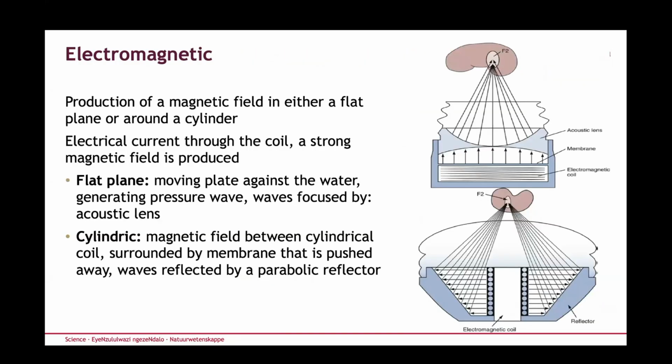The electromagnetic forms are produced by magnetic fields, either in a flat plane or round and cylindrical. Electric current is passed through a coil. A strong magnetic field is produced. This then pushes onto a diaphragm, which produces a shockwave. Flat planes moving against the water generate a pressure wave, focused then by acoustic lenses. For your cylindrical forms, the magnetic field is between the cylindrical coil and a surrounding membrane that is pushed away from it. These waves are then reflected by a parabolic reflector and then focused onto F2, which is your target.